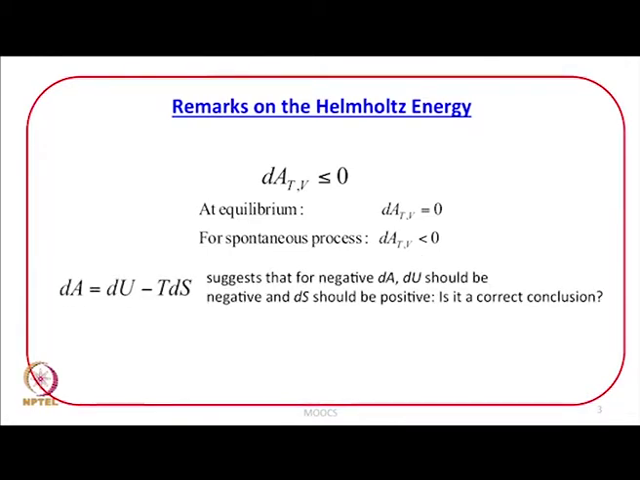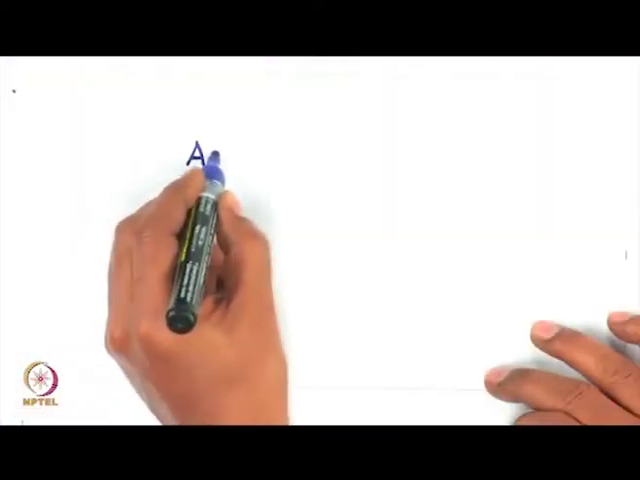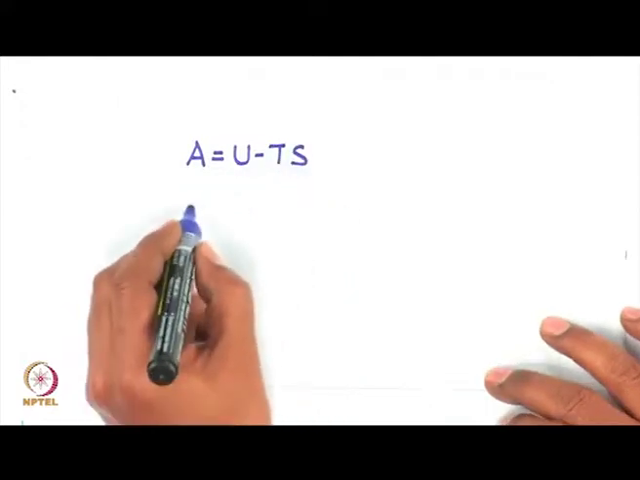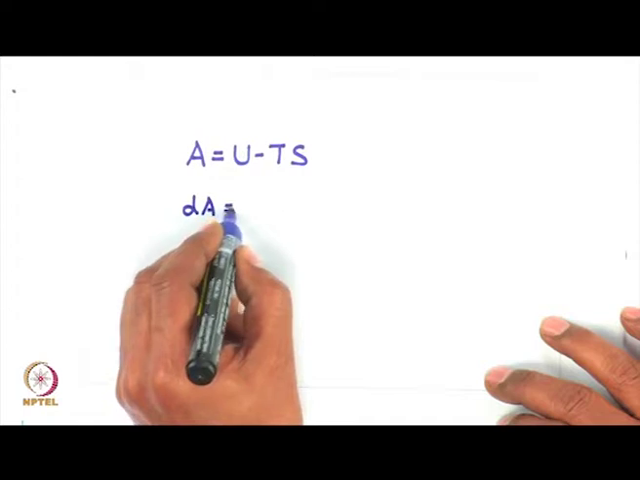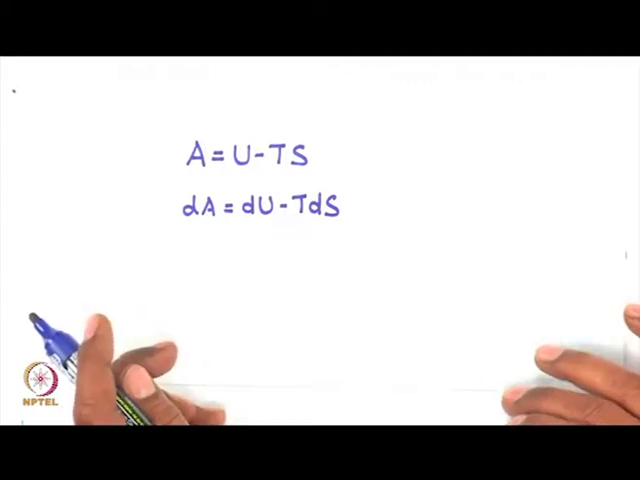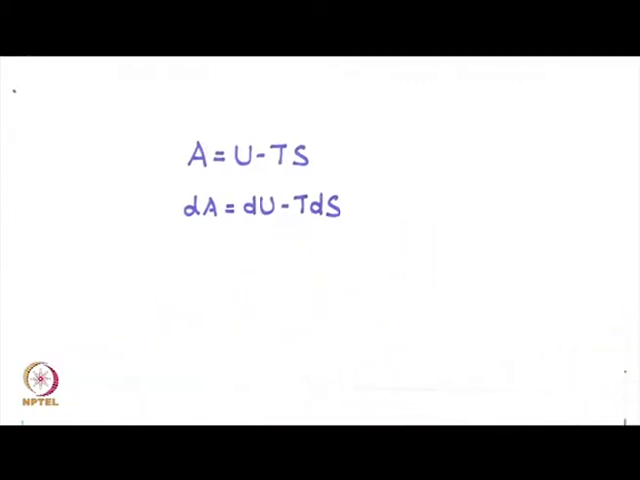So, now if we take a look at dA is equal to dU minus TdS. This comes from the definition of Helmholtz energy. Helmholtz energy or Helmholtz function A is equal to U minus TS, which we have defined earlier. dA is equal to dU minus TdS at a constant temperature, the SdT term goes away.